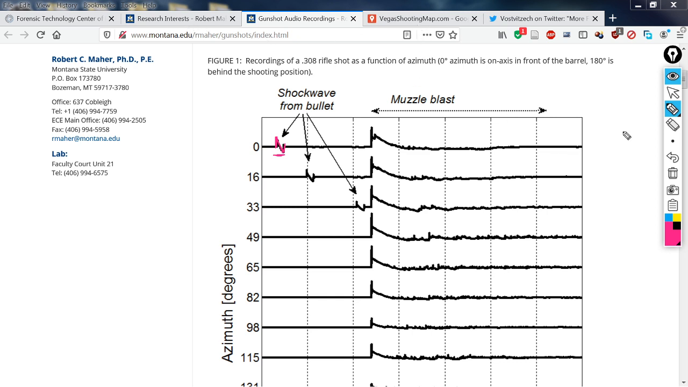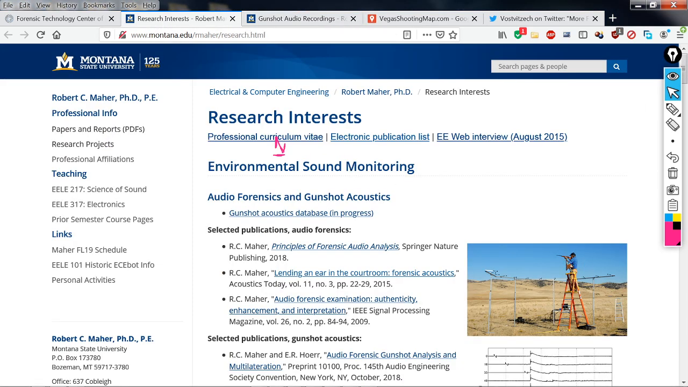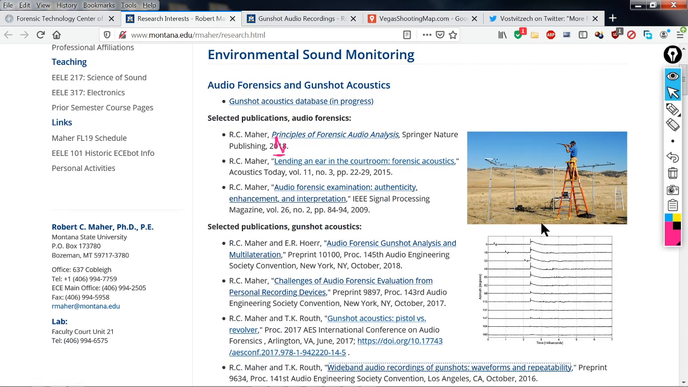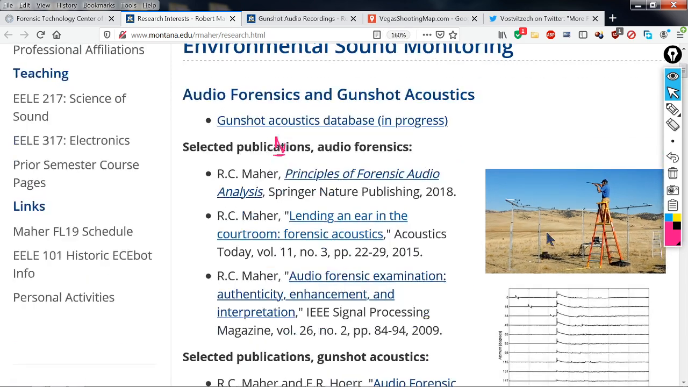So, let's see, if we go back over to his web page, there's a picture in here. So, oh yeah, there we are. In this picture, if we blow it up a little bit, we can see he's got this array of microphones, which is kind of in a semicircle around him, so that he can measure simultaneously for one shot that he fires all things at once, for all the angles at once.